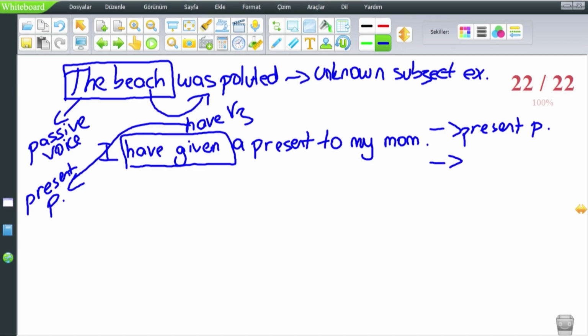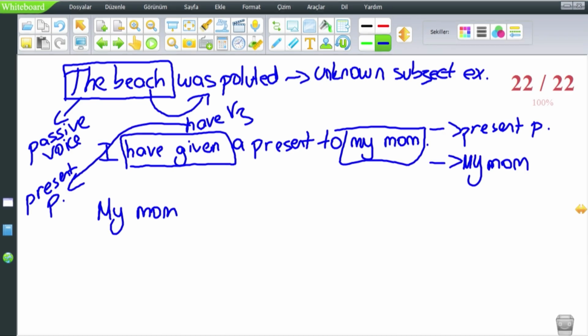And who or which word got affected by the action, the verb? My mom. The object is my mom. So I will take it at the beginning of my sentence. I will write it in the beginning of my sentence. My mom. I'm going to use be.